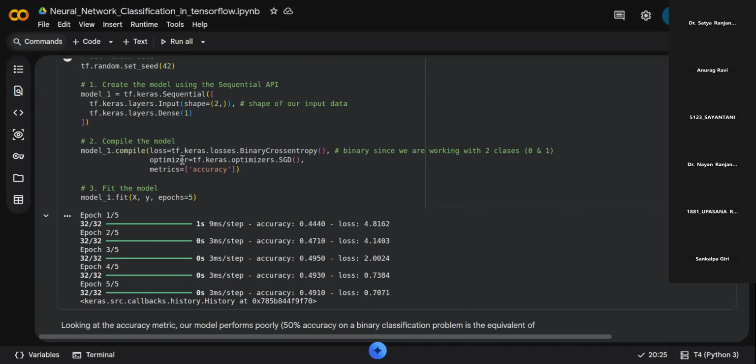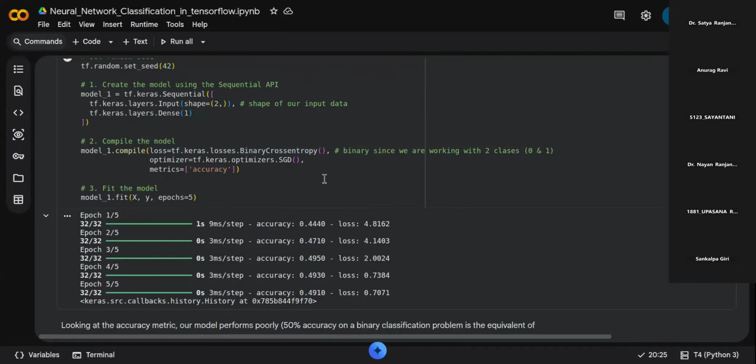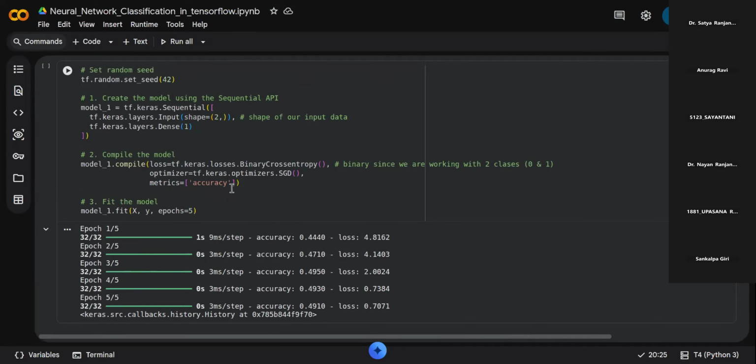Loss equals, everything is available, just pass it: tf.keras.losses.BinaryCrossentropy, because it is a binary classification problem. And the optimizer is tf.keras.optimizers.SGD. Here we are passing SGD, and the metric is accuracy. Once it is compiled, the next step is to call the training method, that is fit. So model_1.fit with X, Y, and epochs. Epochs means how many times this training will be done on the total data set. That means 5 times it will go through the total data set. Okay, so let's run it.